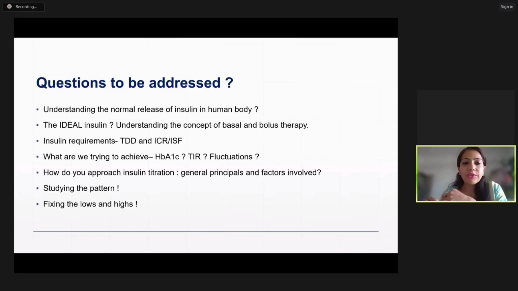So we would like to understand the normal release of insulin in the human body in a person who doesn't have diabetes. We would like to know what is the ideal insulin, how do we start insulin doses, and what are we trying to achieve. And then we will move on to the insulin titration, the general principles. We'll study the pattern, and then we'll find out how to fix the lows and the highs.